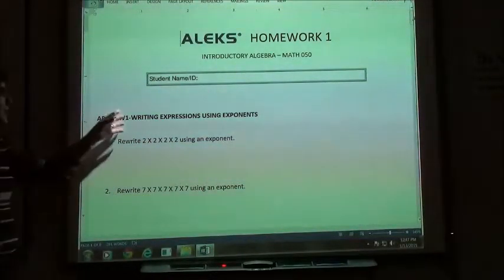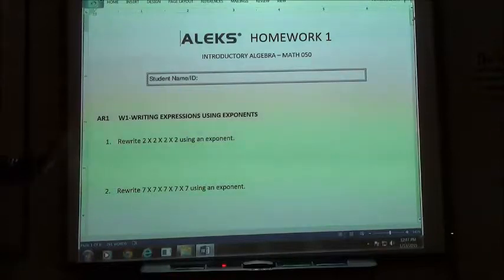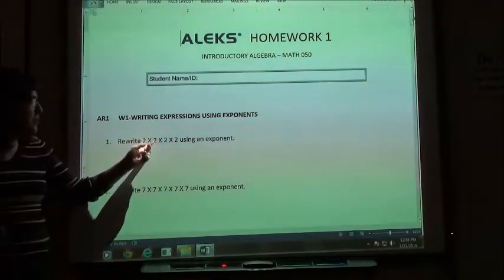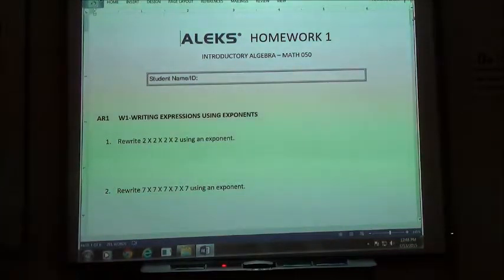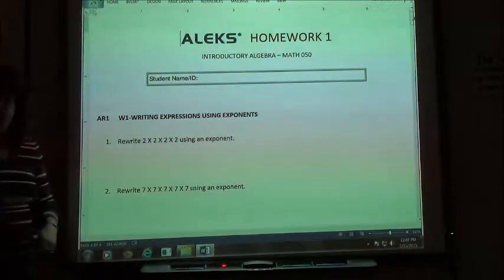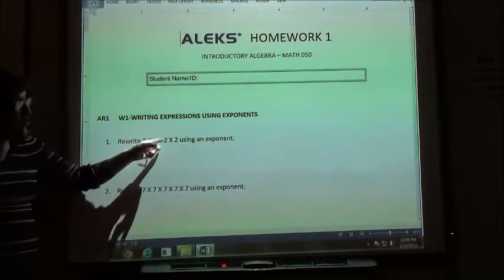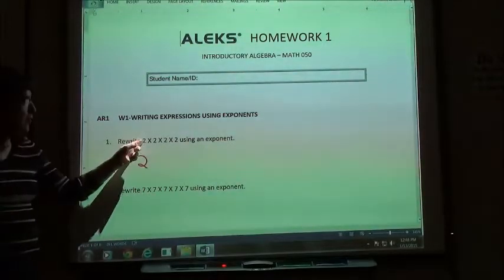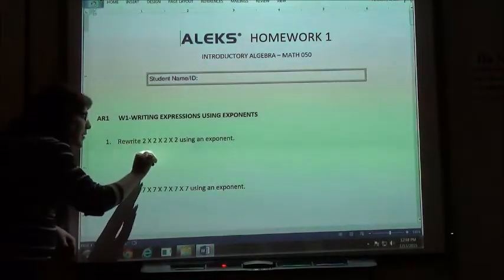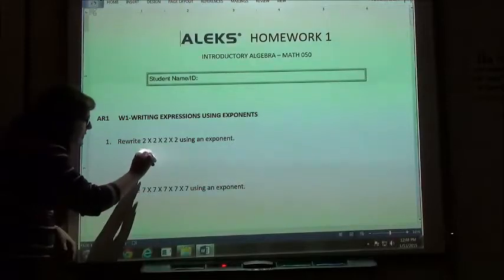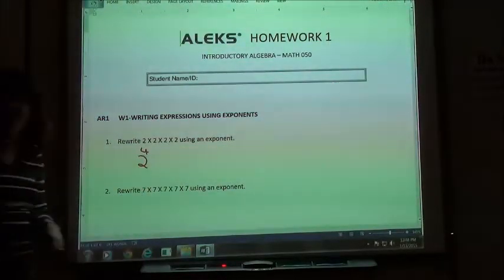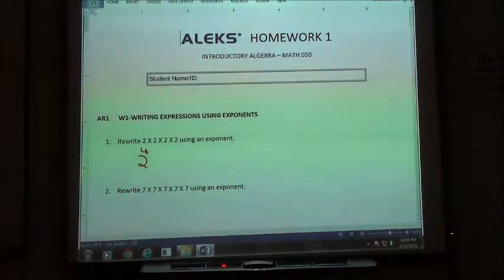So, the first topic that came up was writing expressions using exponents. It says rewrite 2 times 2 times 2 times 2 using an exponent. This number 2 that we have written down is called the base. The base is 2. The exponent is how many times you're going to multiply it by itself. We have it 1, 2, 3, 4 times. So 2 to the 4th power is how we're going to write that using an exponent.